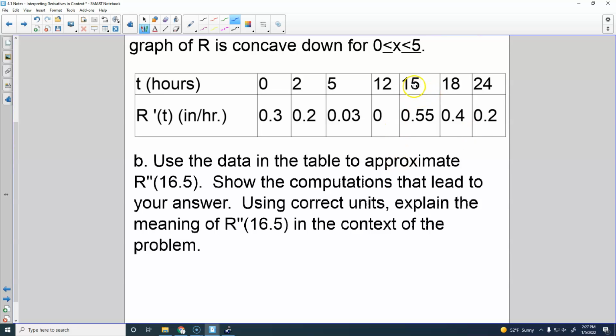Slope between two points, and you're going to use 15 and 18 here because those are on either side of 16.5. So you would just do 0.4 minus 0.55 over 18 minus 15, so you get negative 0.15 over 3, so that would give you negative 0.05. Okay, so that to me is the easier part of this. Now you've got to explain what that means.